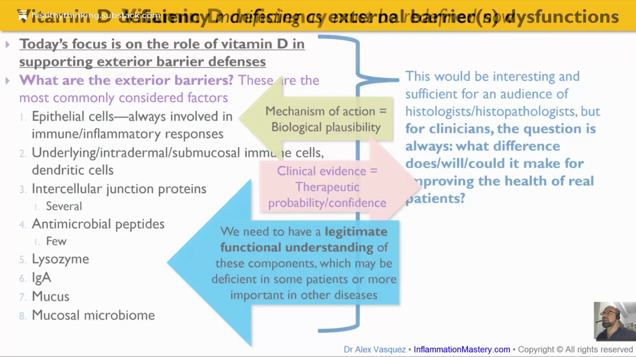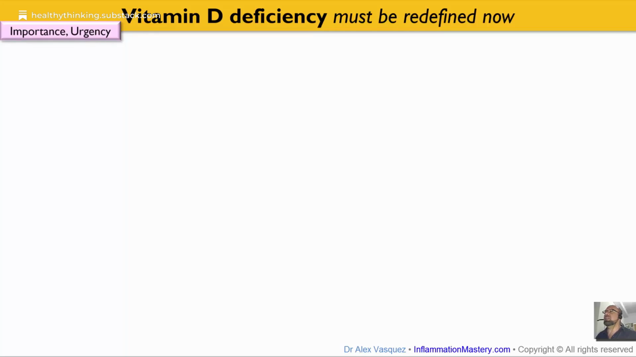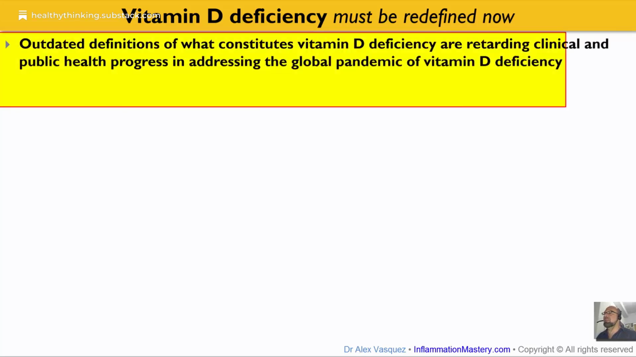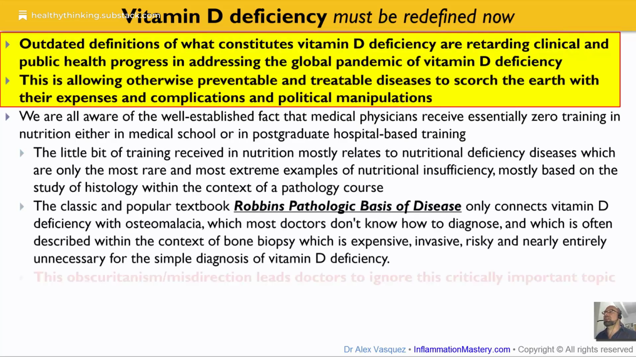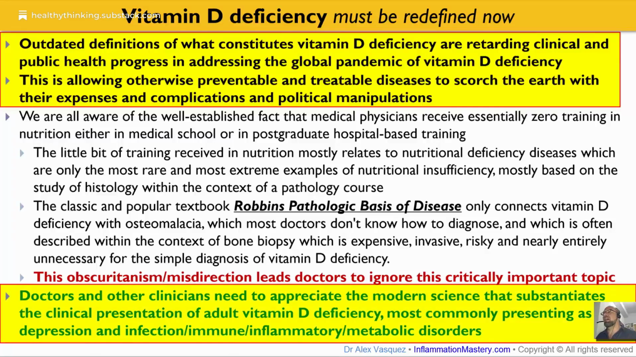So as I've already said in parts 1 and part 2, I think that vitamin D deficiency must be redefined now. I consider this to be urgent and of the highest importance. Outdated definitions of what constitutes vitamin D deficiency are retarding our clinical and public health progress in addressing the global pandemic of vitamin D deficiency. This is allowing otherwise preventable and treatable diseases to basically scorch the earth with their expense and complications and vulnerability to political manipulation.